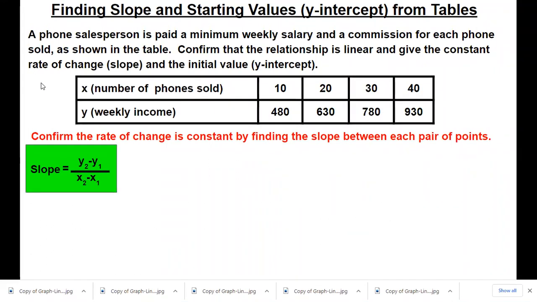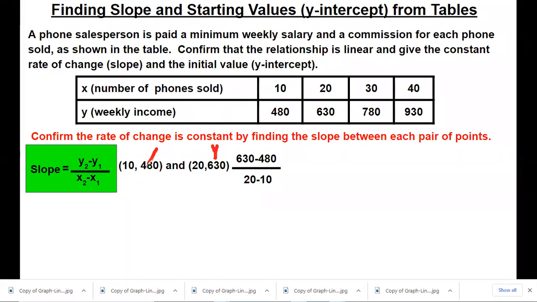Remember, slope is y2 minus y1 over x2 minus x1. So I'm going to pick points (10, 480) and (20, 630) and check. You're going to get really good at doing the slope here. So y2, 630, minus y1, 480. These are the y values. And then we have to keep our partners, the x's, below. So 20 goes with 630, so that's your x2, and 10 goes with 480, so that's your x1, and it's underneath each other. Then you just do the math.